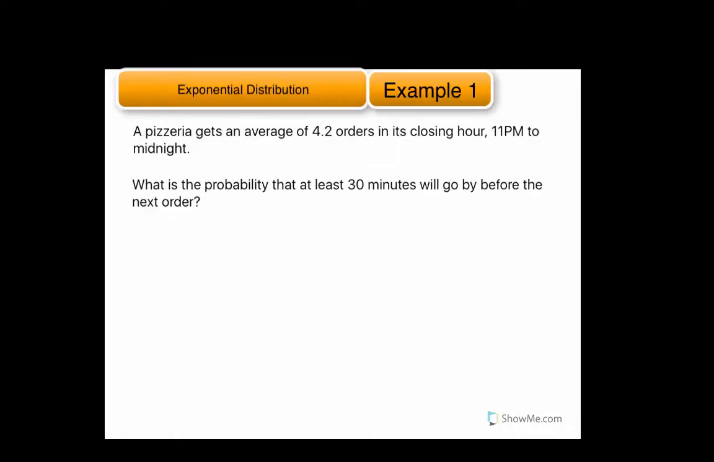Okay, so we have a few example problems to work through, and they're all related. So here's our first one. It tells us that a pizzeria gets an average of 4.2 orders in its closing hour, 11 p.m. to midnight. We want to know what is the probability that at least 30 minutes will go by before the next order.